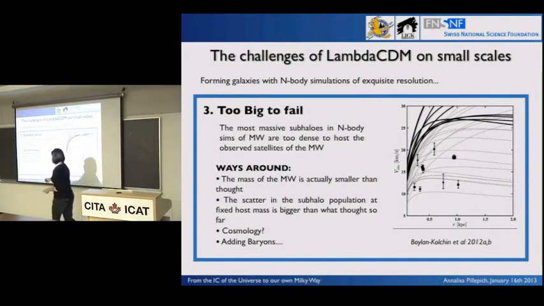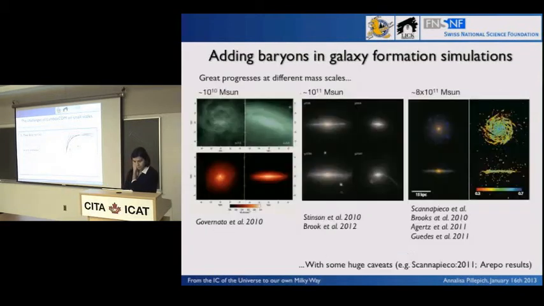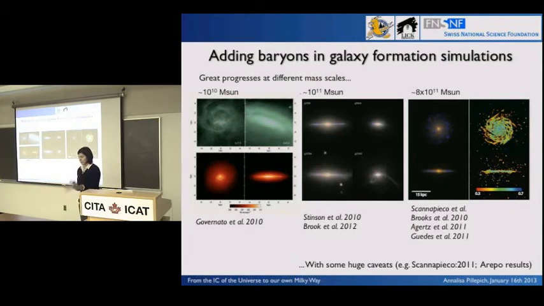Other possibilities were a different cosmology, that we are comparing our numerical simulation with a given cosmology against the analytic one, which is a different cosmology. Or, and again, my game is, well, let's start to add baryons in the subhalos, and then let's see what happens. Okay. So these were the problems in comparing simulations with observations.